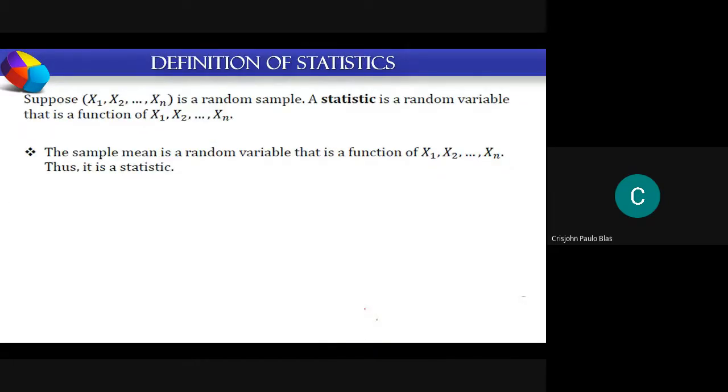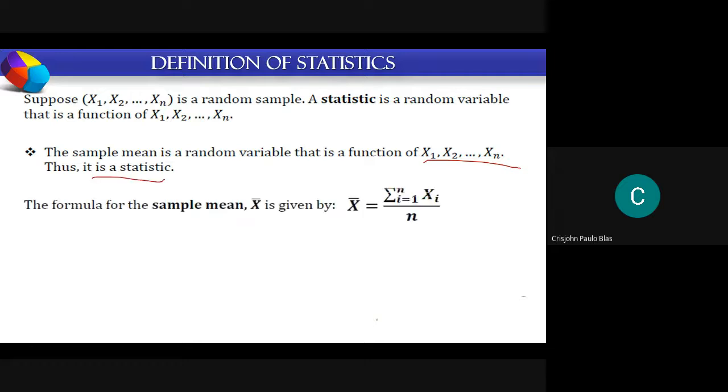Suppose that x sub 1, x sub 2 until x sub n is a random sample. A statistic is a random variable that is a function of x sub 1 until x sub n. So the sample mean is a random variable that is a function of this notation. Thus, it is a statistic. The formula for the sample mean is x bar is equal to the summation of x sub i from i equals 1 until n, all over n.